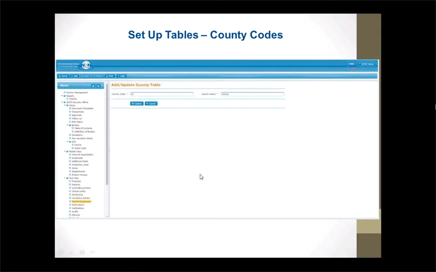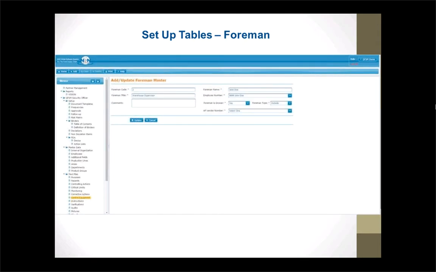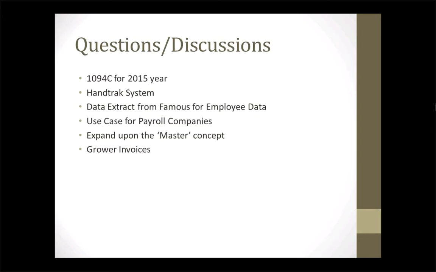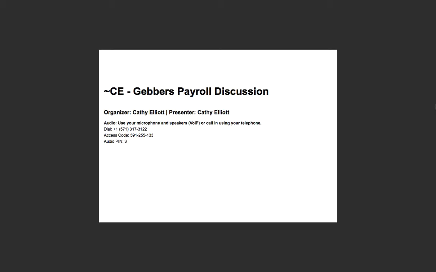Okay, so after labor function codes, there are county codes, which are really simple. And then we have foreman. You can set up foreman. Okay, so now here we are. Yay! Let me stop and go back to Brooke's question. I'm going to find that diagram that you sent. Pull that up.